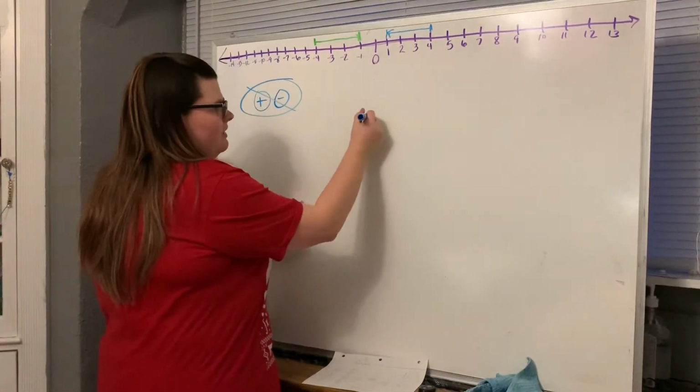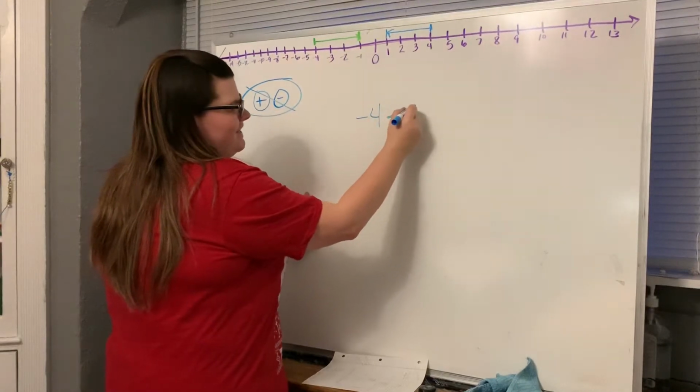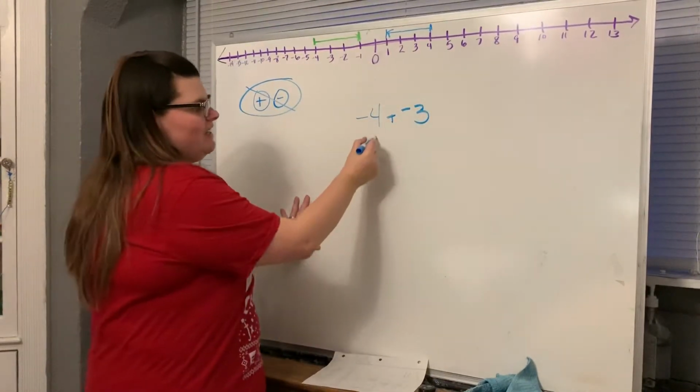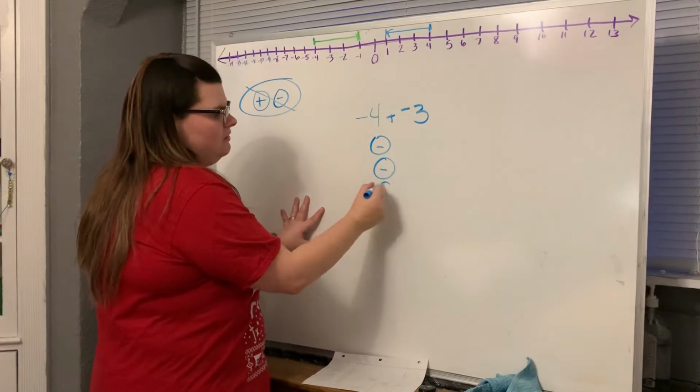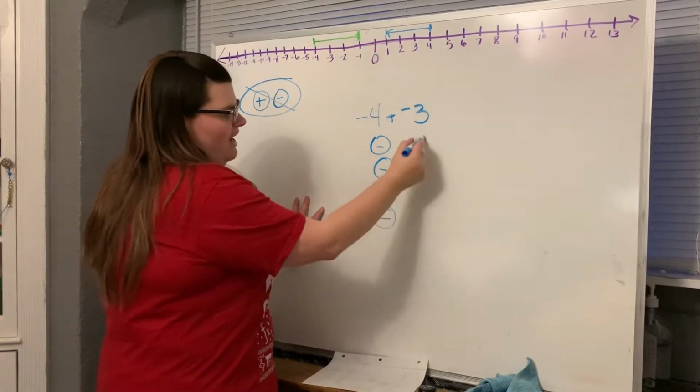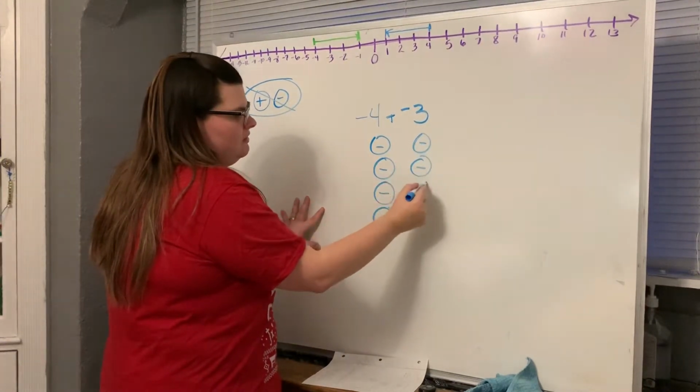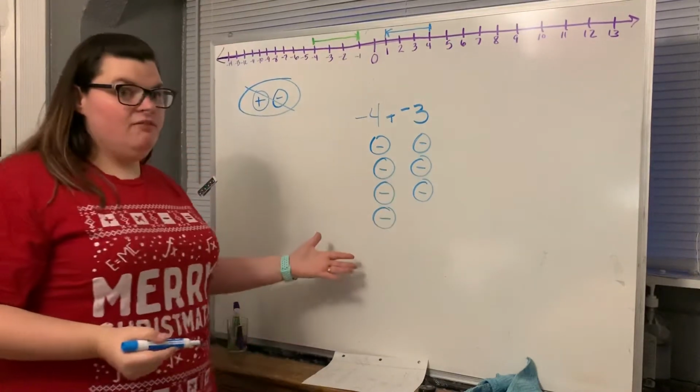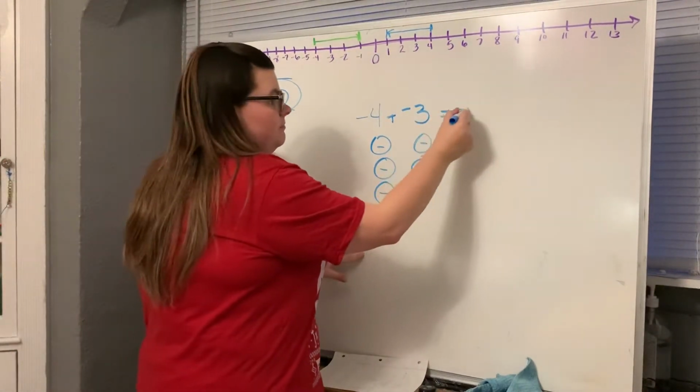Now if we have negative 4 plus negative 3, this means I have 4 negatives, and I'm adding to it 3 negatives. What do I have? 7 negatives.